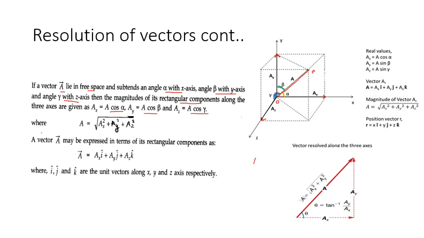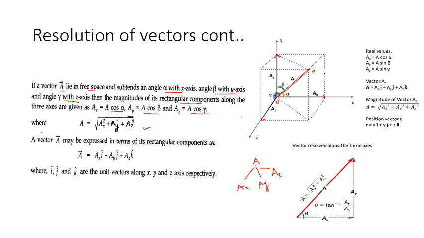So we are going to divide this A into 3 components, Ax along x-axis, Ay along y-axis and Az along z-axis. Right? So what we are doing, we are dividing a vector A into 3 components. So what is Ax? A cos alpha, Ay, A cos beta, and what is Az? Az equal to A cos gamma. Right? And what is the magnitude, students? A is equal to square root of Ax squared plus Ay squared plus Az squared. So this is called magnitude.